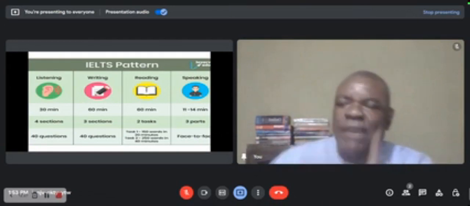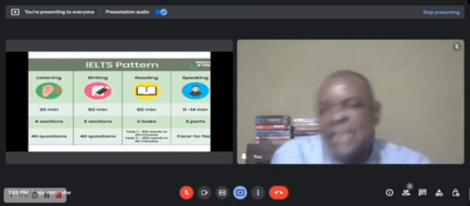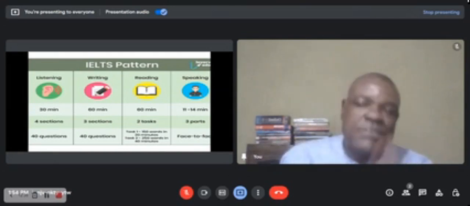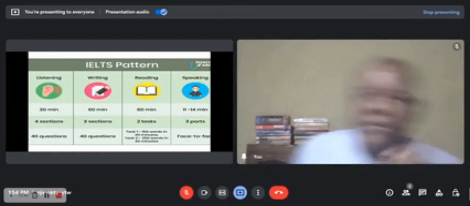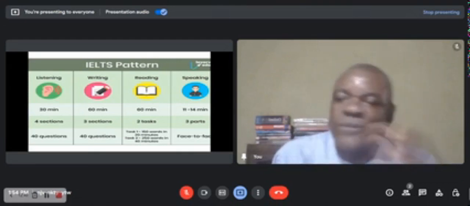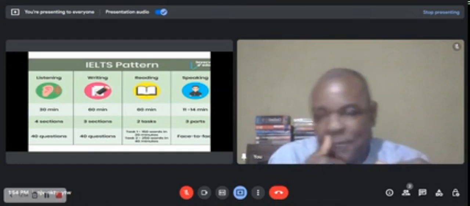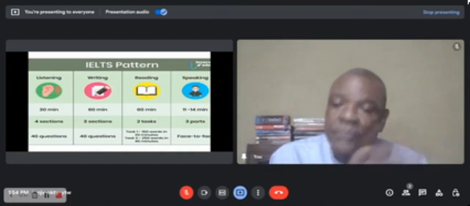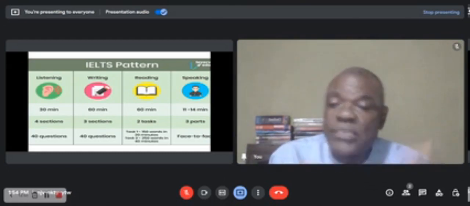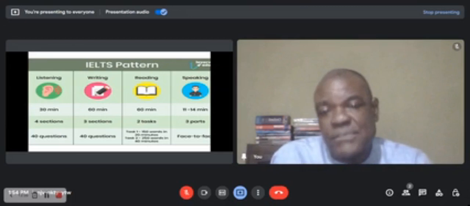Now let's look at the IELTS exam pattern. It is the same thing we have already looked at, but let's look at them more specifically. Now, listening, time allowed is 30 minutes. It has 4 sections and 4 questions will occur. In writing, you have 60 minutes allowed, that's 1 hour. It has 3 sections and you have 40 questions. In reading, you have 60 minutes, 2 tasks that you have to perform. Task 1 requires you to do 150 words within 20 minutes, and task 2 requires you to do 250 words in 40 minutes.